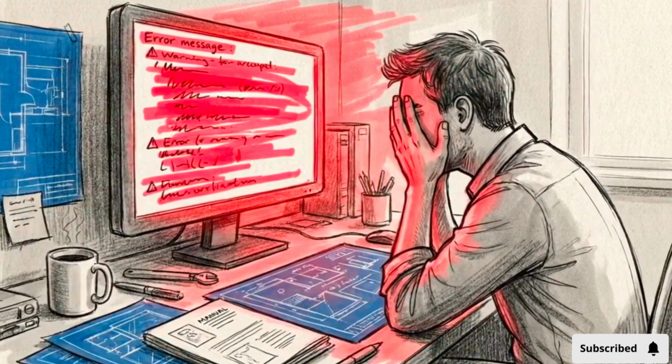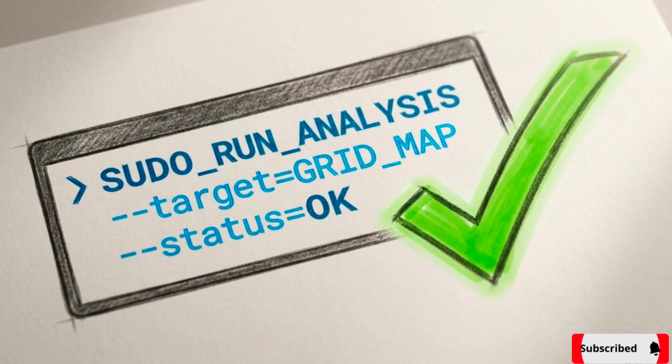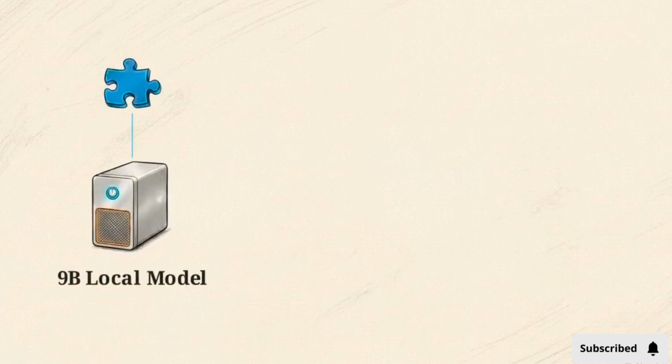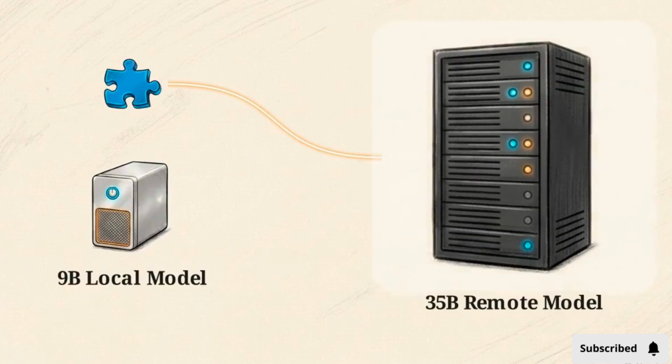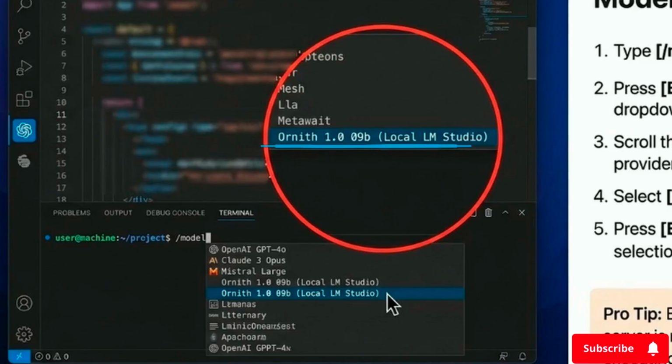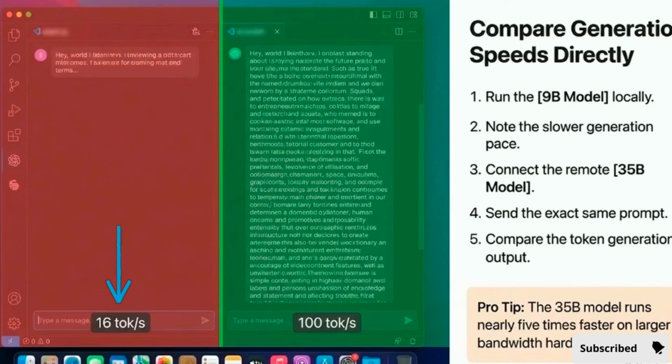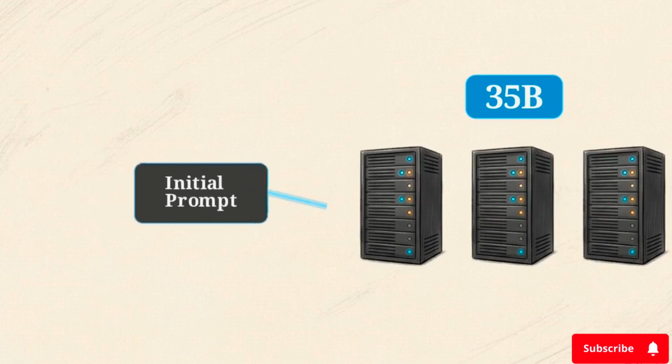To resolve this logic bug, we don't need to rewrite the prompt. We just need to pivot our harness to a much larger 35 billion parameter model. Open the model drop-down menu in your terminal again. This time, select the remote Ornith 35B model. While our local 9B model maxes out at 16 tokens per second, tapping into a heavier model hosted on remote high-bandwidth hardware pushes our generation speed past 100 tokens per second. We will now delete the broken code and feed the exact same initial prompt into this newly connected 35B model.